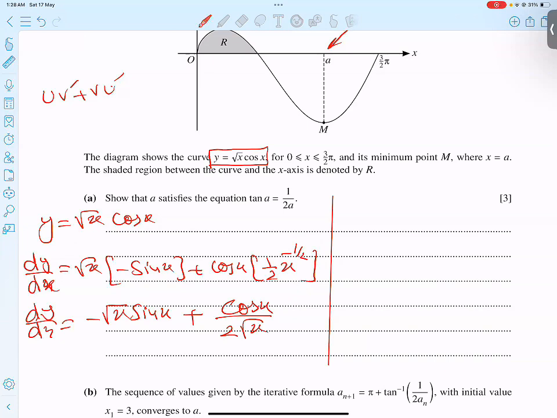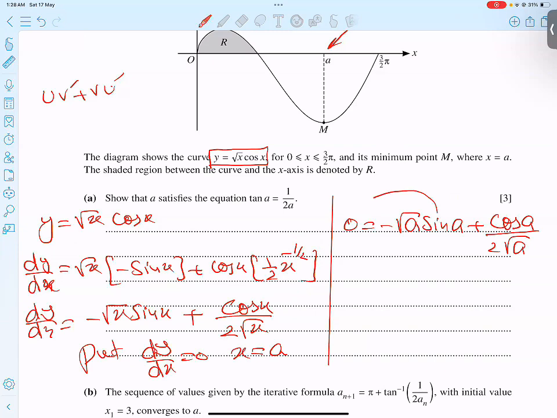Now, students, I'm going to plug in two things, because he said minimum at x is equal to a. So I'm putting two things together: derivative is equal to 0 and x is equal to a. So when I plug in, derivative of 0 is equal to negative root of a sine of a plus cos of a over 2 root of a. I bring this to the other end. I get a positive, this one: sine of a is equal to cos of a over 2 root of a.